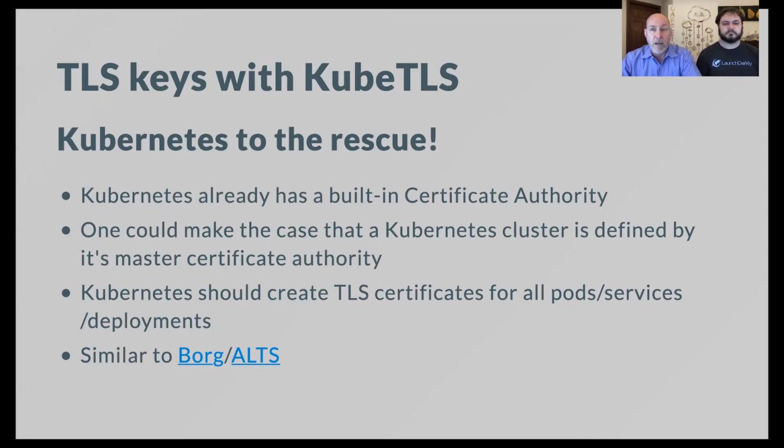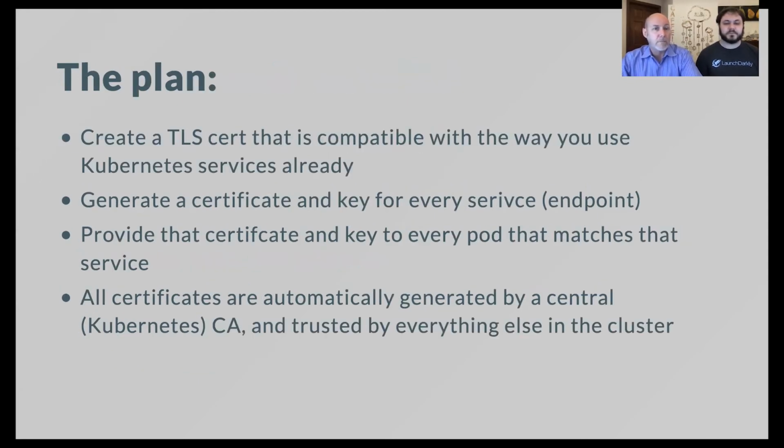So let's talk about how we did this. Yeah. So we're going to create a TLS cert that's compatible with the way you use Kubernetes services already. We're going to generate a private key and certificate for each service endpoint. And then we're going to provide that certificate and private key to every pod that matches that service. All of this is automatically generated by the Kubernetes central certificate authority and trusted by everything else within your cluster. This is already what Kubernetes does, straightforward.